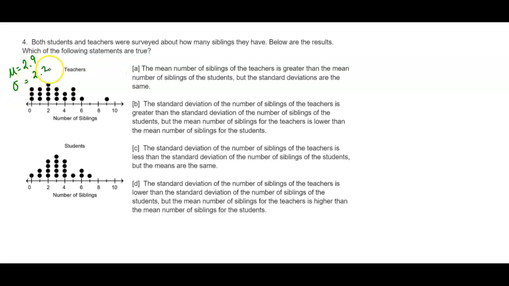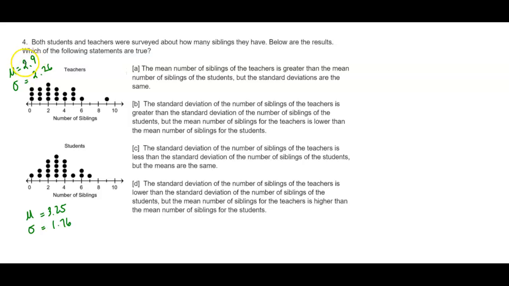Now, I'm not going to do that whole process over for the students, but you go through the same process of creating the list and going to the stat menu to find these numbers. If you do it correctly, you should get that the mean for the students is 3.25 siblings and the standard deviation for the students was 1.76. So in this one, your three choices compare the mean and the standard deviations of the two groups.